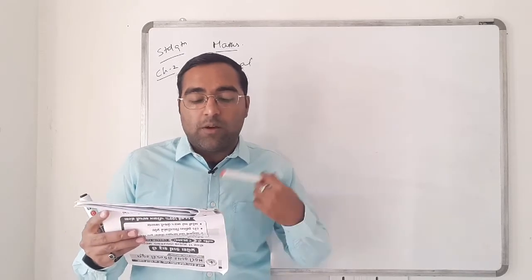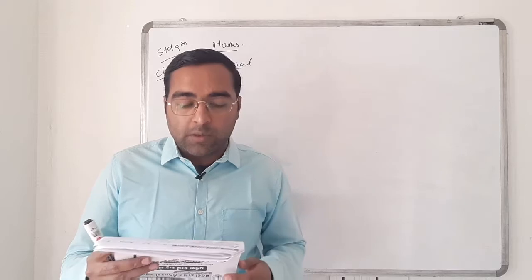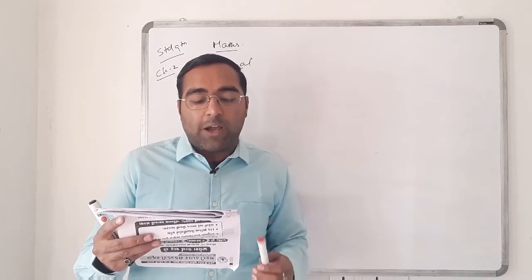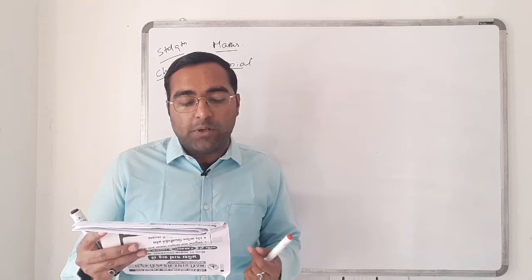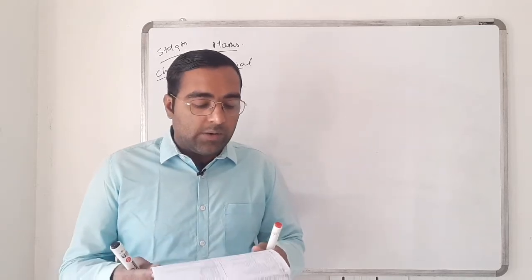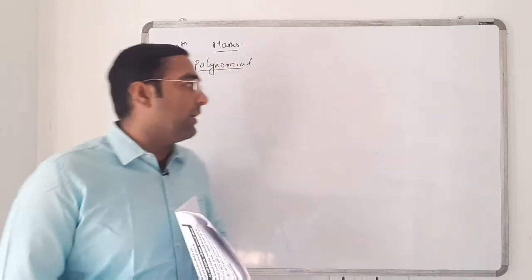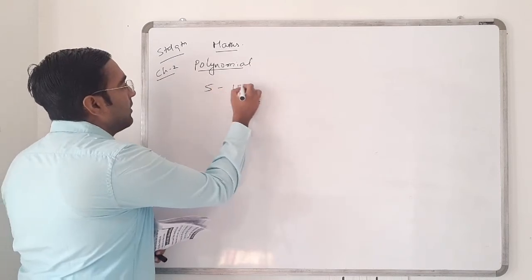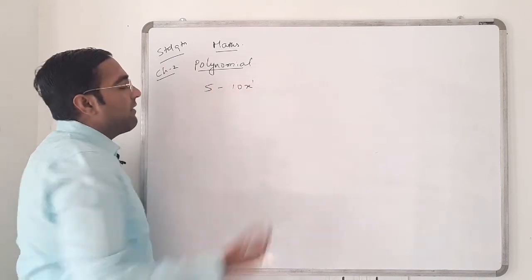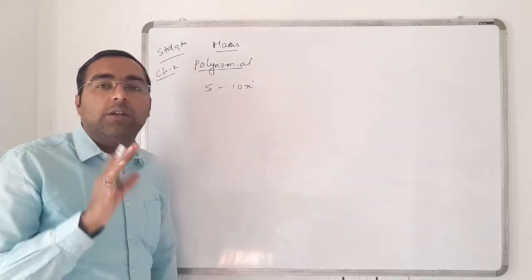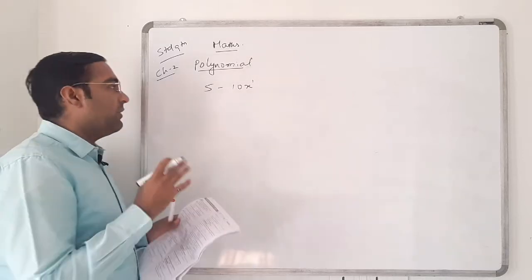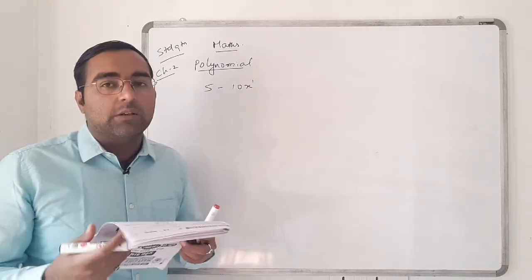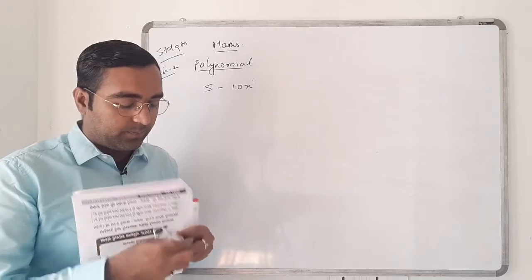Now we are moving to question number 8. P of x equal to 5 minus 10x is a polynomial. Here, in 5 minus 10x, the power of x is 1, so it's a linear polynomial. So the answer is linear polynomial, option C.